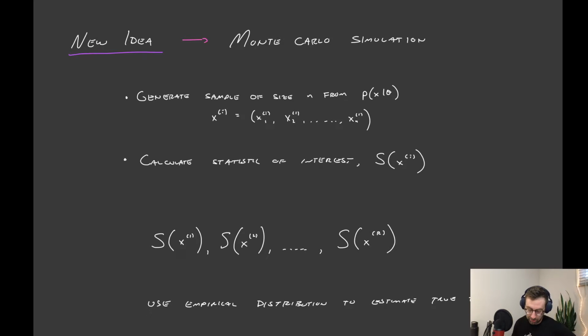So the first thing we need to do is generate a sample of size n from the population distribution. And you might be wondering, well, how do you do that? It kind of seems like we're asking for some magic to happen here. And I submit that that's fine because R can do that.